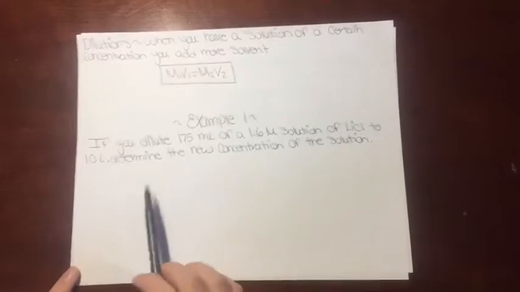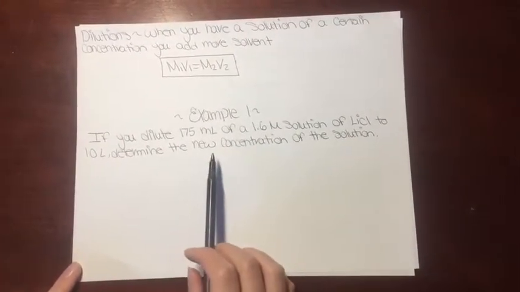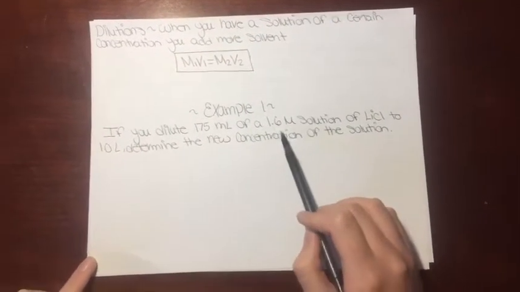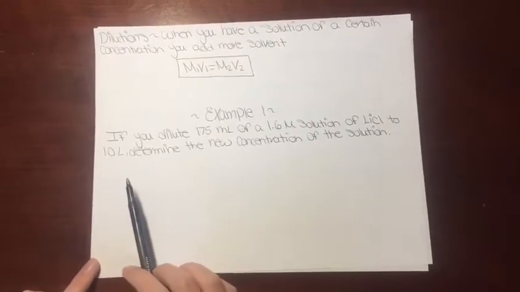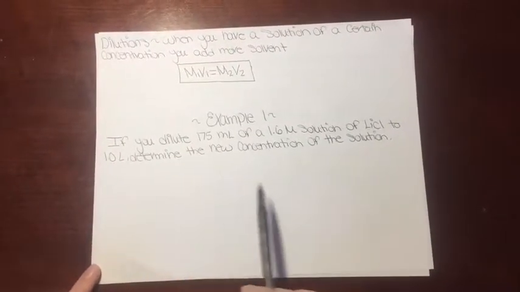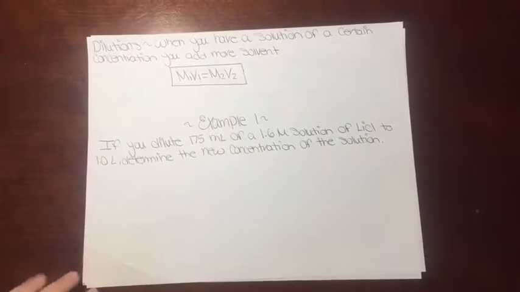for the final volume. So example 1 says if you dilute 175 milliliters of a 1.6 molarity solution of lithium chloride to 1.0 liters, determine the new concentration of the solution.